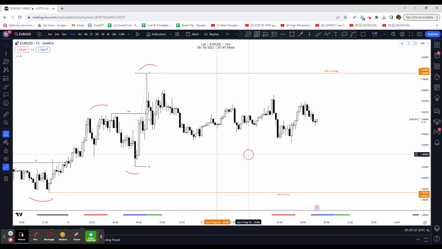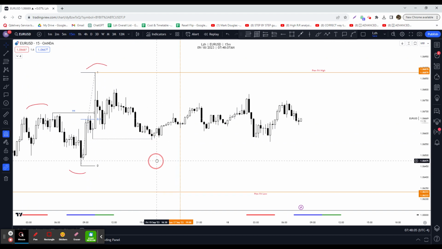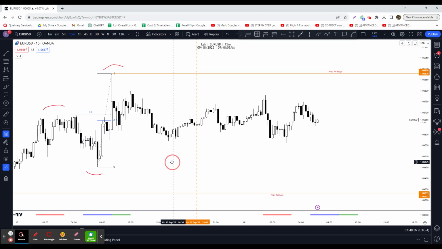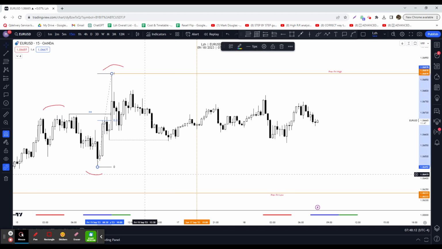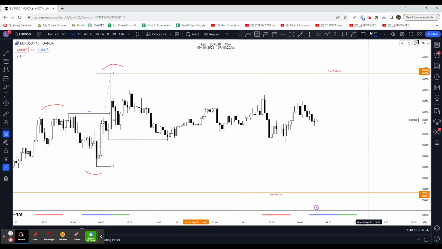We have seen a raid to the low, no closure, no closure. So this means that this low here is still a higher low, and I'm gonna mark out this.